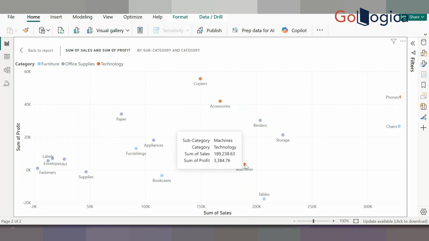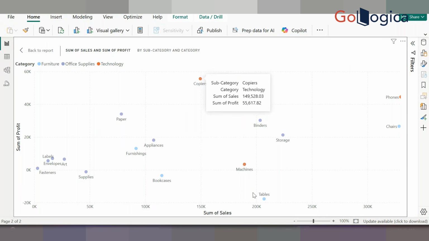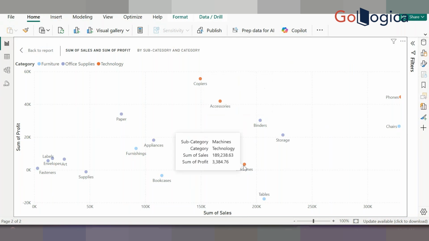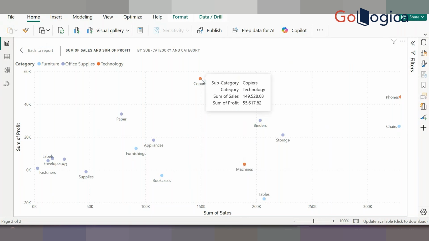What is the sales there? Almost 1,90,000, close to 2 lakhs. Profit is only 3,300. So it is 1.5, 1.6, 1.7% profit. Same thing when it comes to copiers, we can see 1,49,000 in sales, whereas here it was 1,90,000. So very lesser sales.